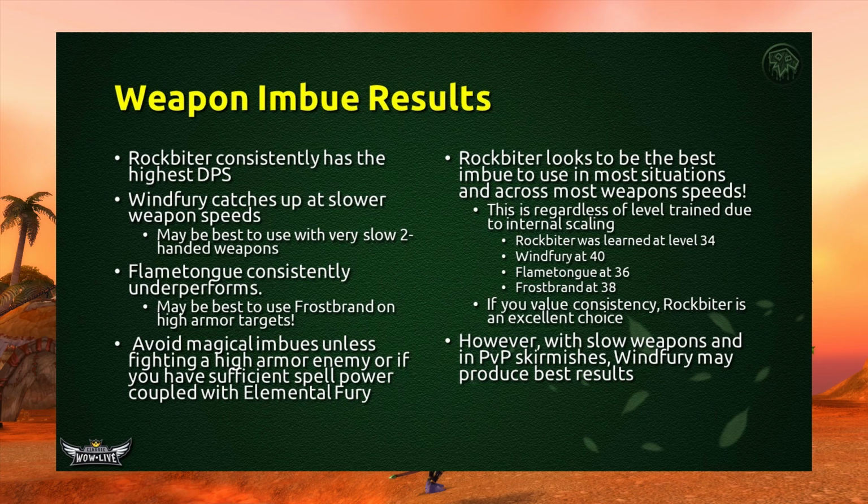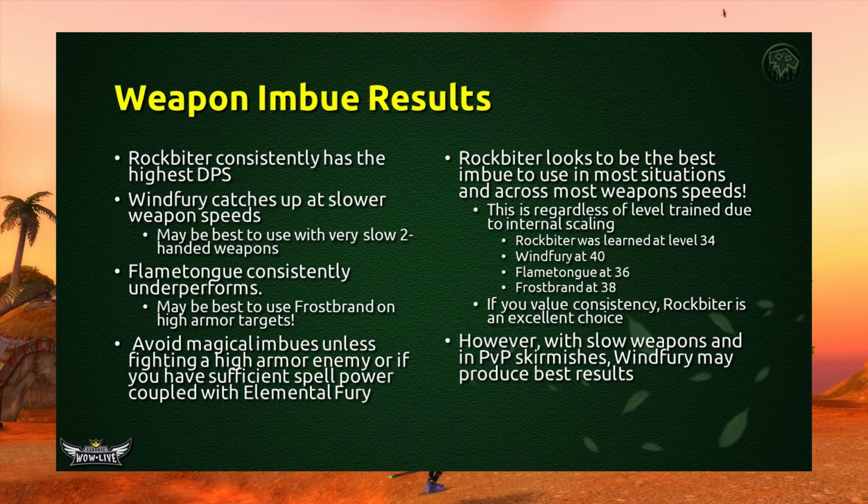If you're worried about magical imbues, if you need a magical imbue for a really high armor target, use Frostbrand. I mean, you won't get it to level 20, but if you can save money while leveling, do it. And these are pretty interesting differences from private servers. On private servers, I tested every single weapon speed, and there were no significant differences between weapon imbues.